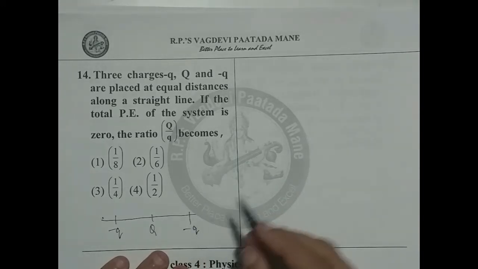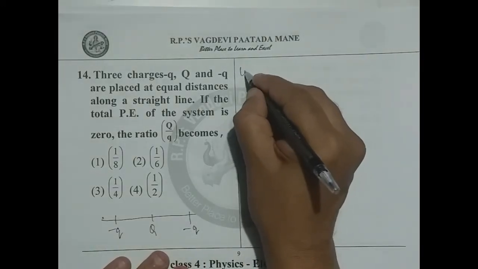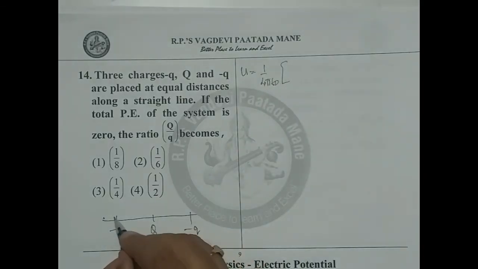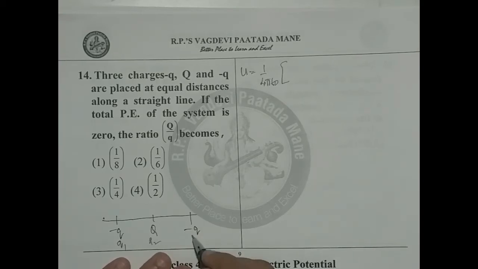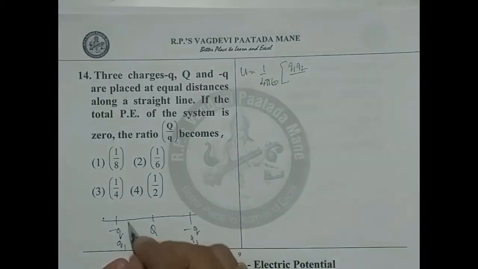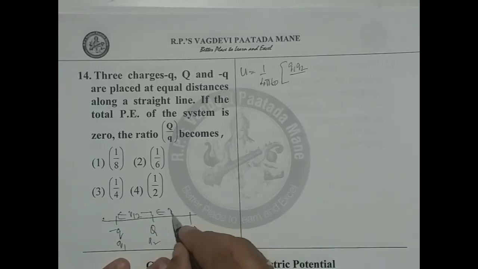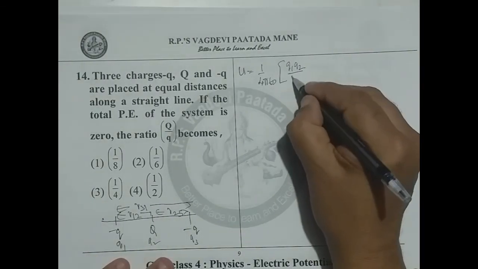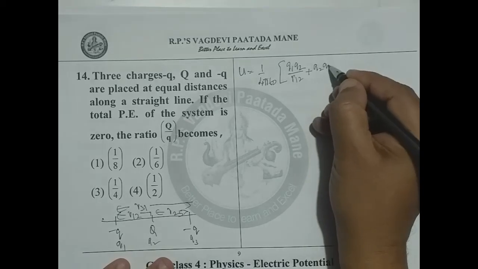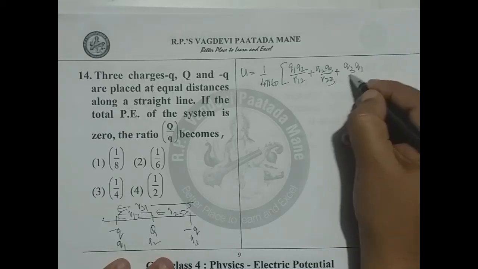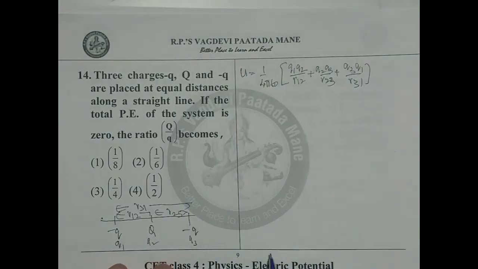Now the potential energy, we know how to write. Potential energy U is written as 1 by 4 pi epsilon naught. Say if I call the charges Q1, Q2, Q3, then Q1 Q2 by R12, this we call R12, this we call R23, and this is R31 or R13. Now we write R12 plus Q2 Q3 by R23 plus Q3 Q1 by R31. This is the total potential energy of the system.